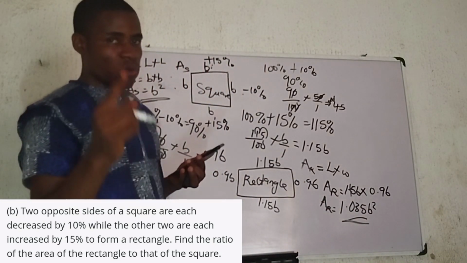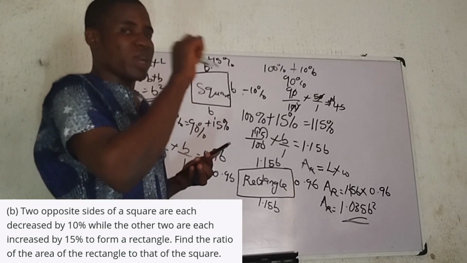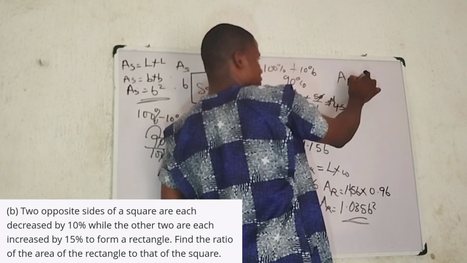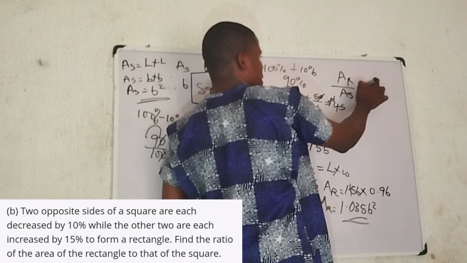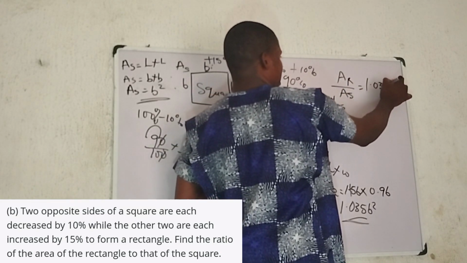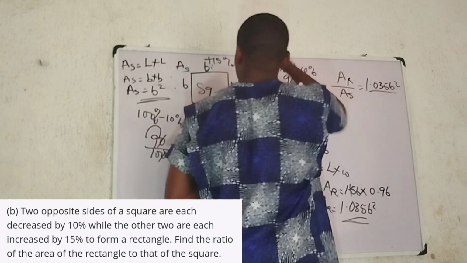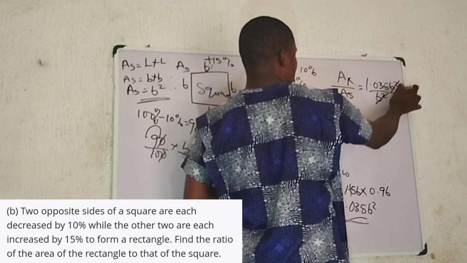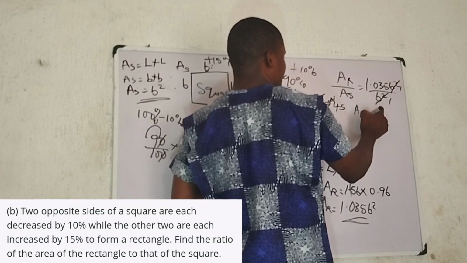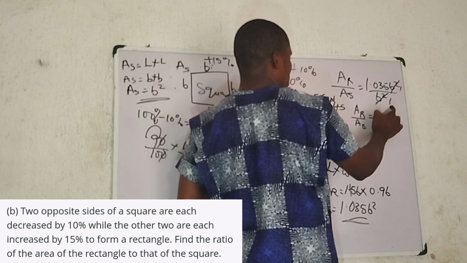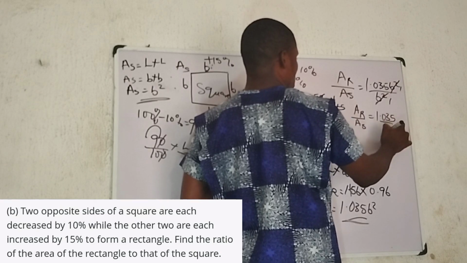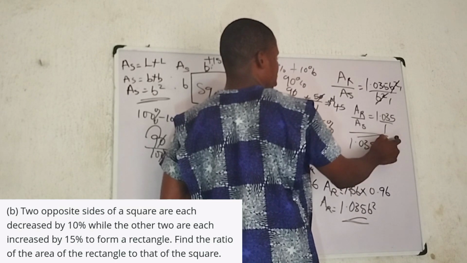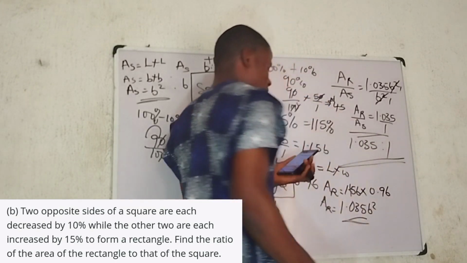But the question asks us to find the ratio of the area of the rectangle to that of the square. So it's telling us to find area of rectangle over area of square, right? The area of the rectangle I got is 1.035b squared, over the area of the square, b squared. b squared will cancel b squared, giving 1 over 1. So the area of rectangle over area of square is actually 1.035 over 1. So my answer is this, or you say 1.035 is to 1. And that makes a lot of sense.